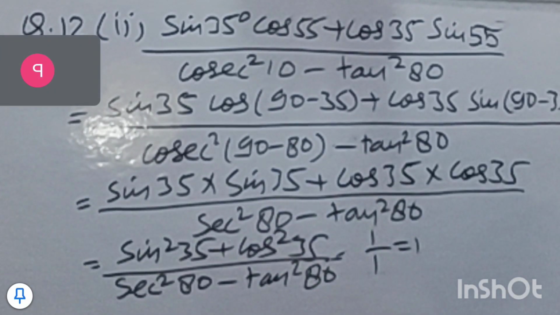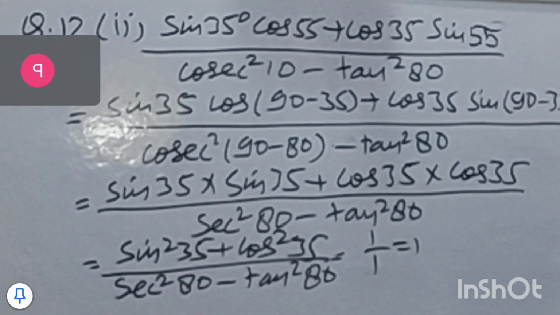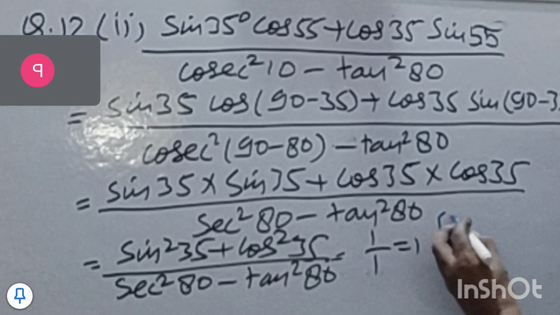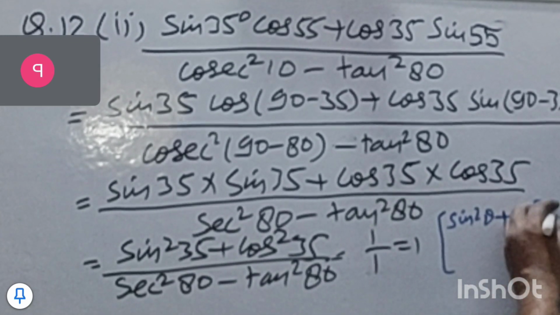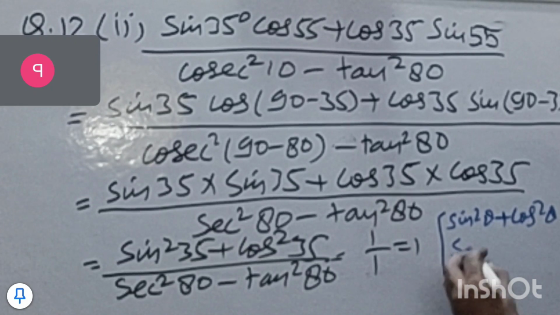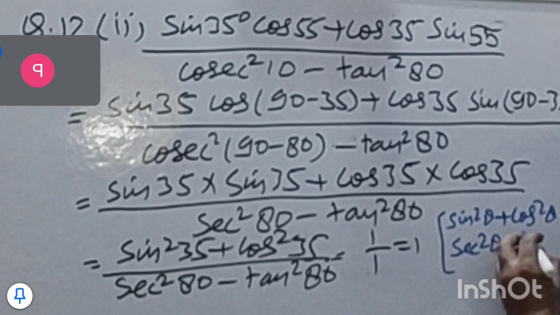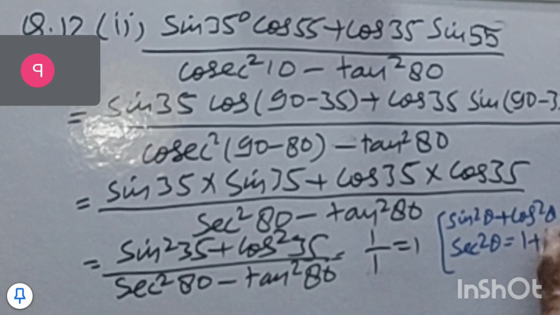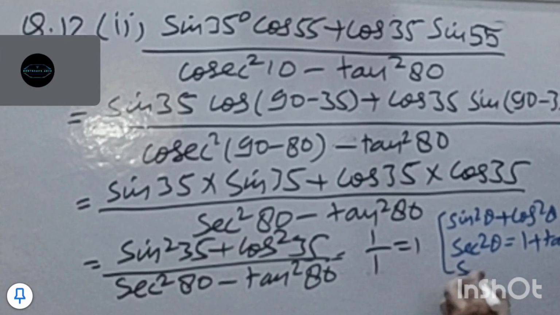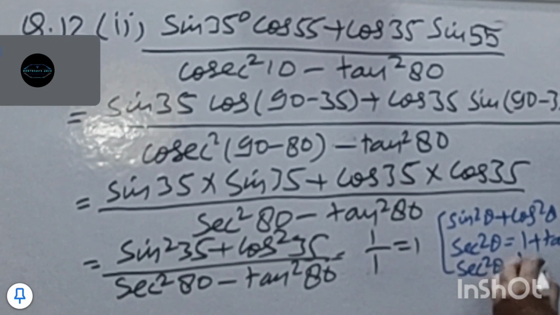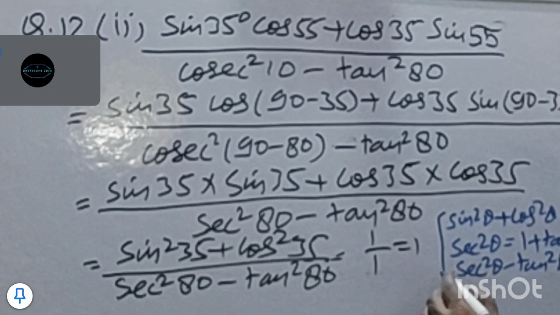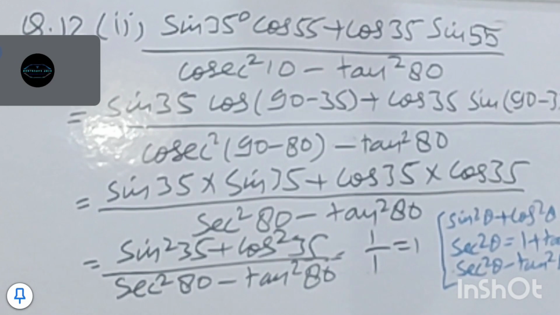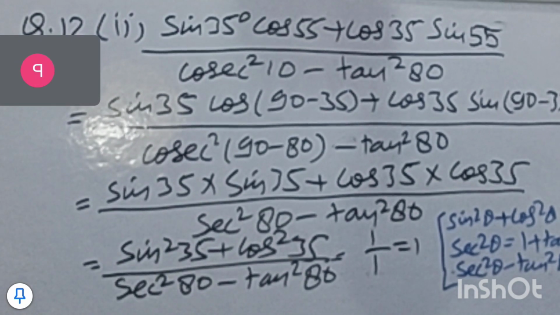upon 1 is equal to 1. And as we know, sin² θ plus cos² θ is equal to 1, and sec² θ is equal to 1 plus tan² θ, or we can write it as sec² θ minus tan² θ is equal to 1. So this identity we have used here to solve the question. So this was the second part of question number 12.